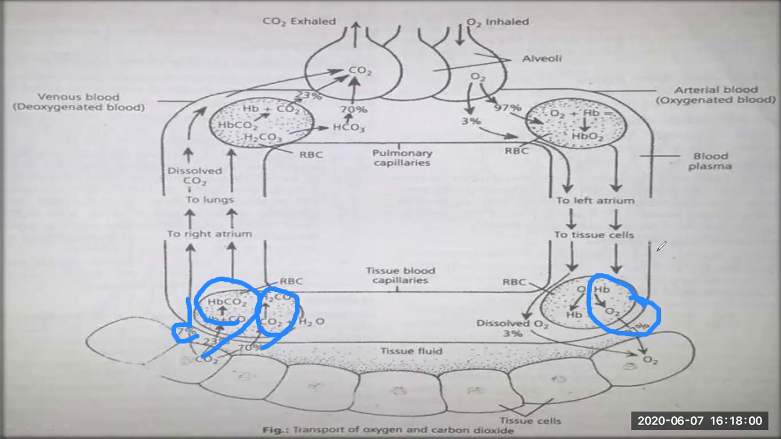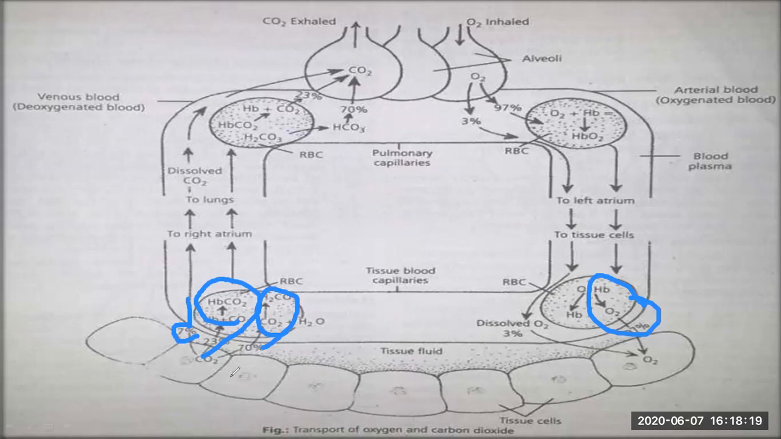First is hemoglobin. 97% of oxygen molecules are transported bound with the hemoglobin molecules, and 3% is present in the blood plasma. This is the first concept. The second concept is about CO2 transport.